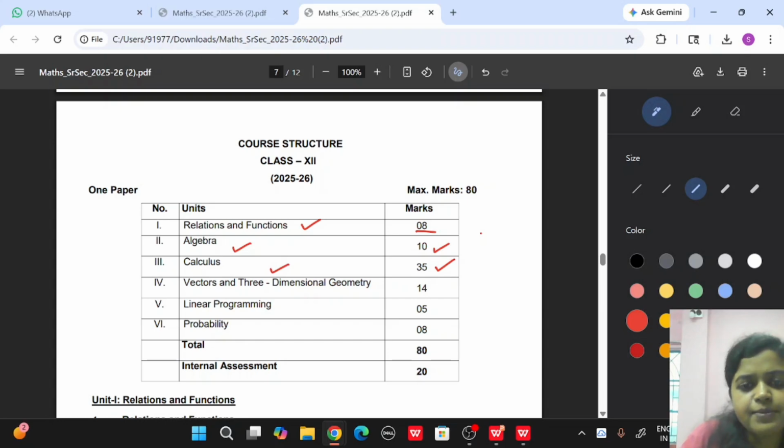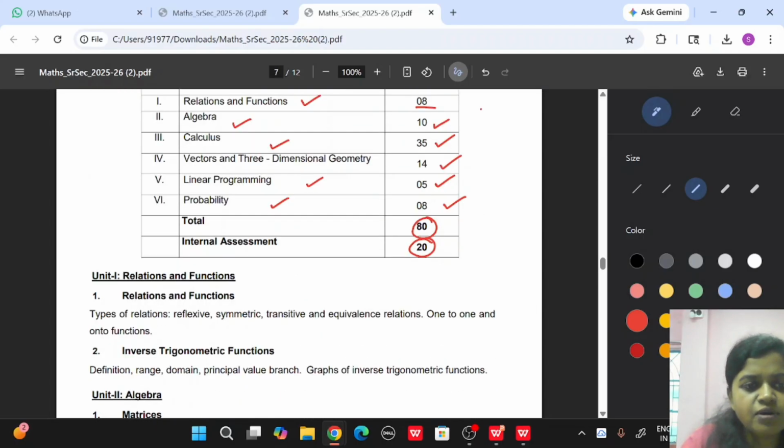Vectors and three-dimensional geometry, 40 marks are given. Linear programming, 5 marks are given. Probability, 8 marks are given. The total should be 80 marks for your written paper. Okay, and internal assessment is 20 marks.